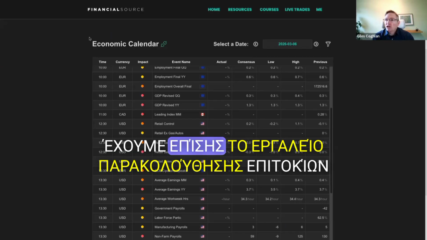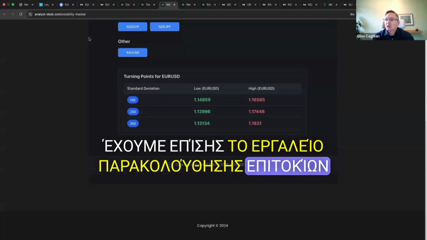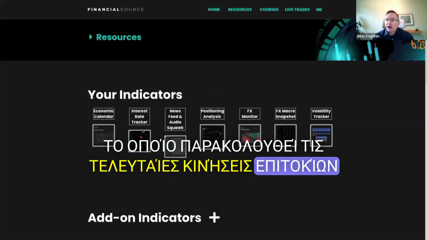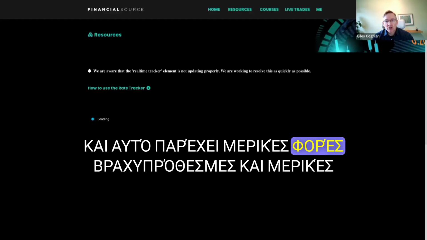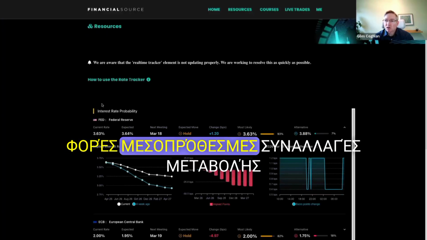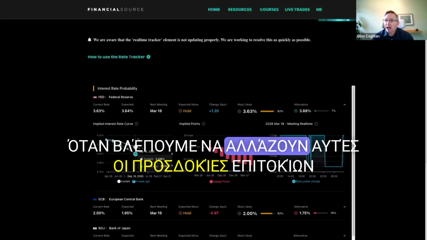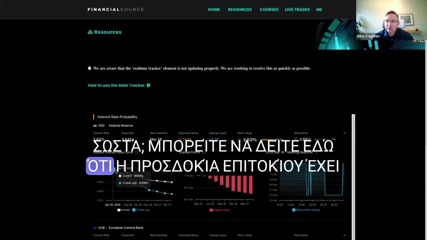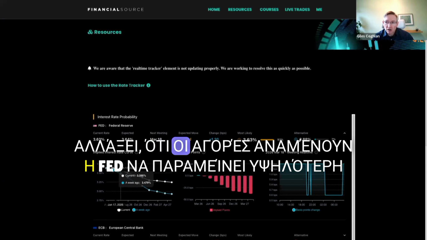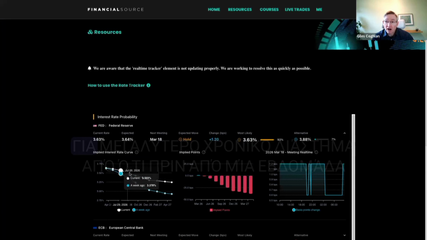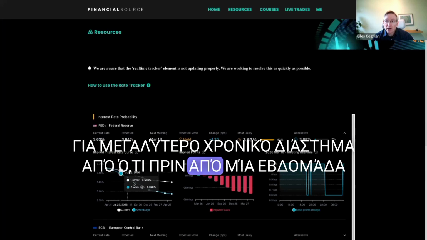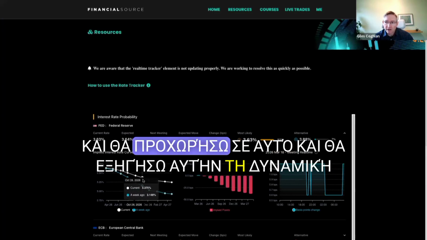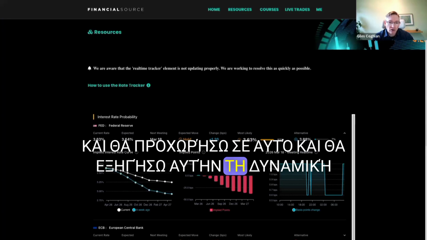We've also got the interest rate tracker, which keeps track of the latest interest rate moves, and this provides sometimes short-term and sometimes medium-term swing trades when we see those interest rate expectations change, right? You can see here that the interest rate expectation has changed, that the markets are expecting the Fed to remain higher for longer than they were a week ago, and you can see that's been impacting the dollar. And I'll come on to that and explain that dynamic later on.